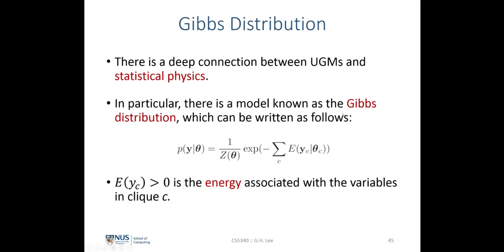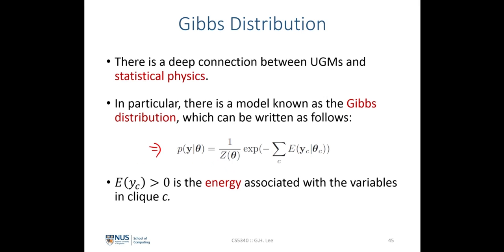So it turns out that there's a deep connection between the undirected graphical model and statistical physics. In particular, we use a model known as the Gibbs distribution to model the joint probability distribution. This Gibbs distribution was originally used in statistical physics to model random motion of the particles in Brownian motion, and it is given by this equation over here.